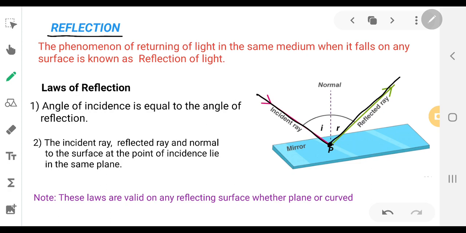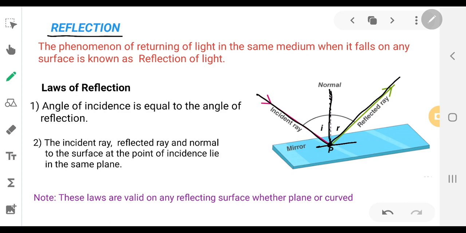At this point, we can draw a line perpendicular to the surface, which is known as the normal to the surface. See, like this, the surface is there, and to that we can draw a perpendicular. Where do we have to draw that perpendicular? At the point of incidence. This is known as the normal to the surface.